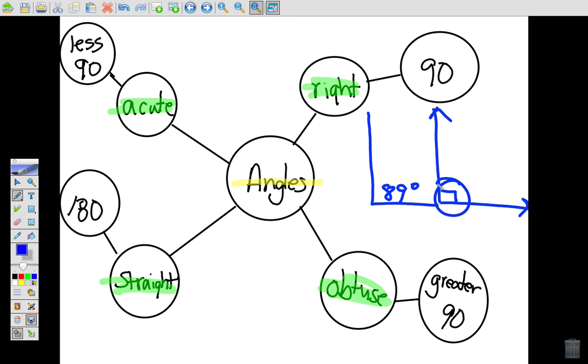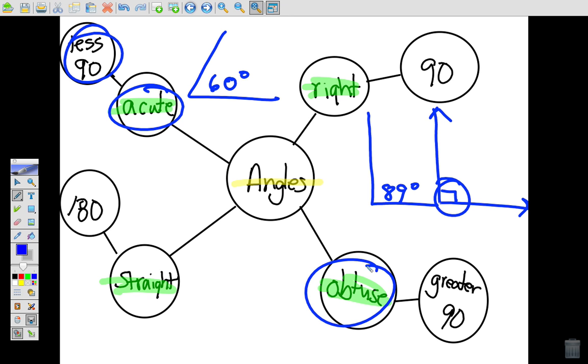Now, if that perfect L shape folds in a little bit more, that's acute, meaning it's less than 90. So any angle that's less than 90 is acute. So maybe this is 60 degrees. An obtuse angle is greater than 90. So maybe that perfect L shape opens up more than that L. Maybe this is 120 degrees. So anything bigger than 90 degrees is an obtuse angle.